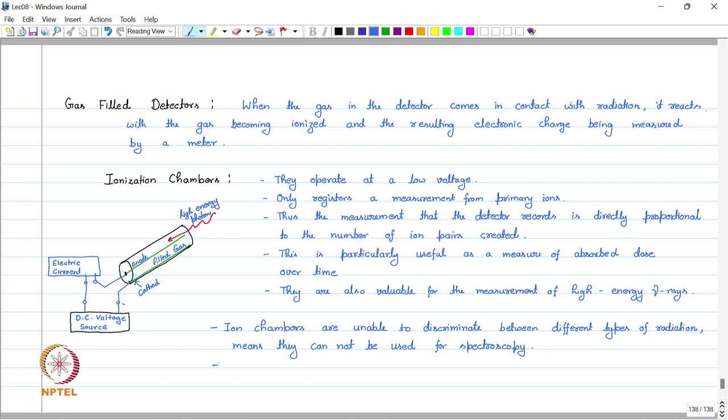And they are also widely used in laboratories to establish reference standards, for calibration. And sometimes they are a little more expensive than other kinds of detectors.